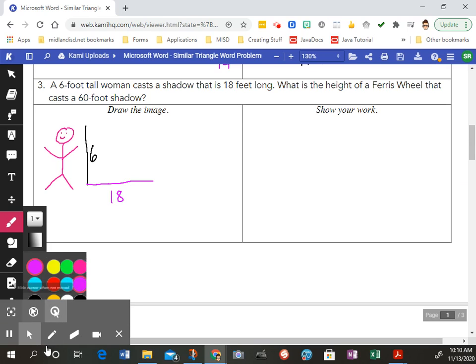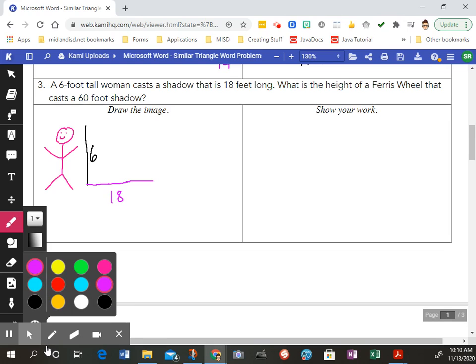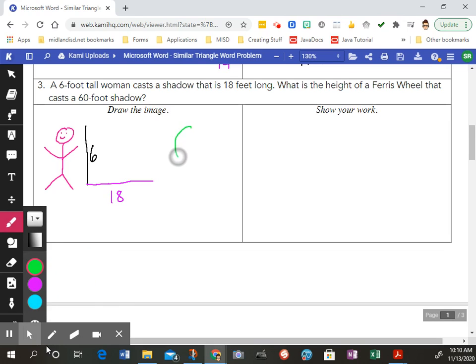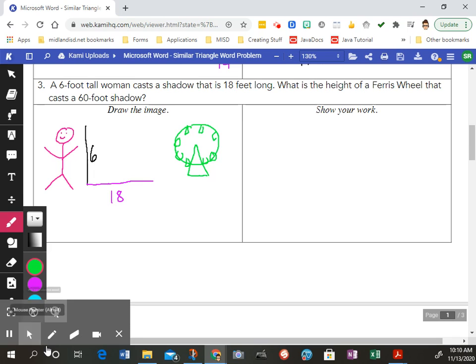Then we have a Ferris wheel. What color do we want for the Ferris wheel? Let's do green. So we have a Ferris wheel, and we know it's round. And there's the little supports for it. It's got its little seats. So there's our Ferris wheel. Okay. And we want to know how tall it is, and it casts a 60-foot shadow. There's our 60-foot shadow.